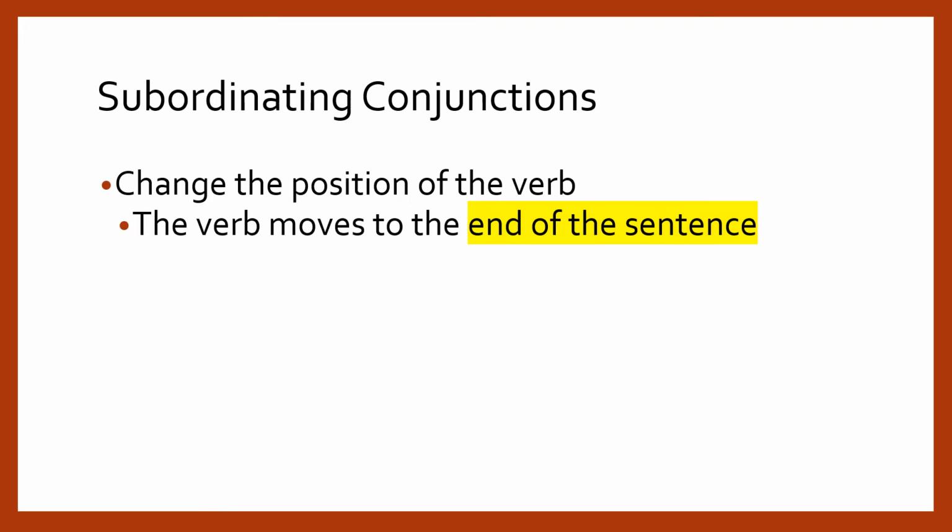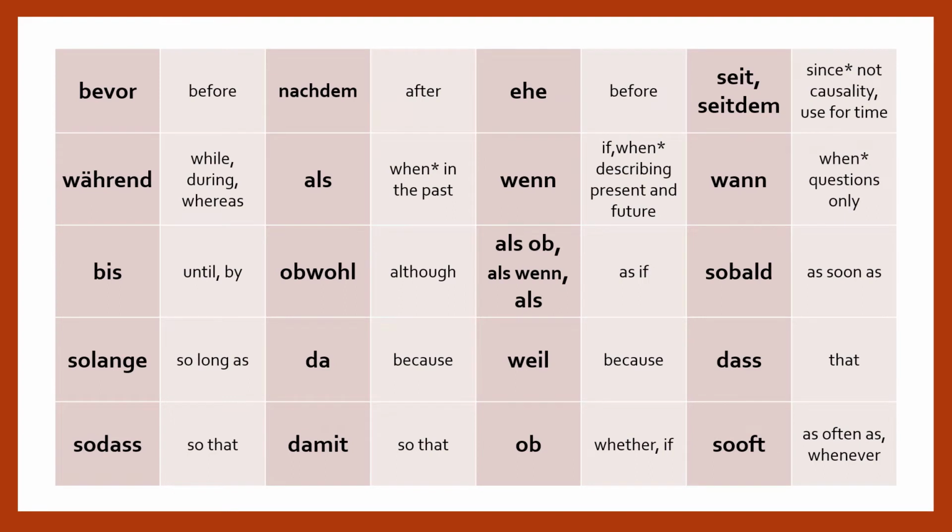So now that we have seen a little bit of what coordinating conjunctions look like, let's look at subordinating conjunctions. So these change the position of the verb. The verb moves to the end of the sentence when a subordinating conjunction is present. It moves to the end of that clause specifically. So here we have a lot more options, and again, these are not even all of the subordinating conjunctions, but these are the ones that are going to be the most important for our class.